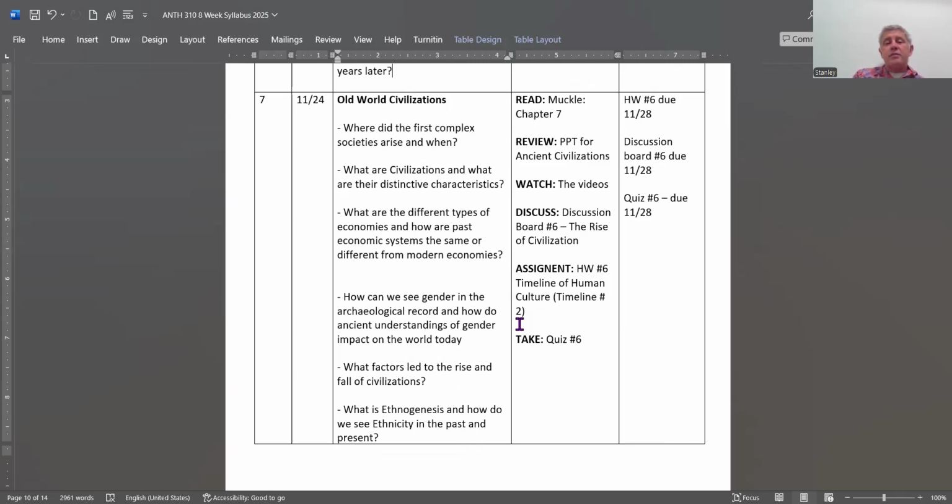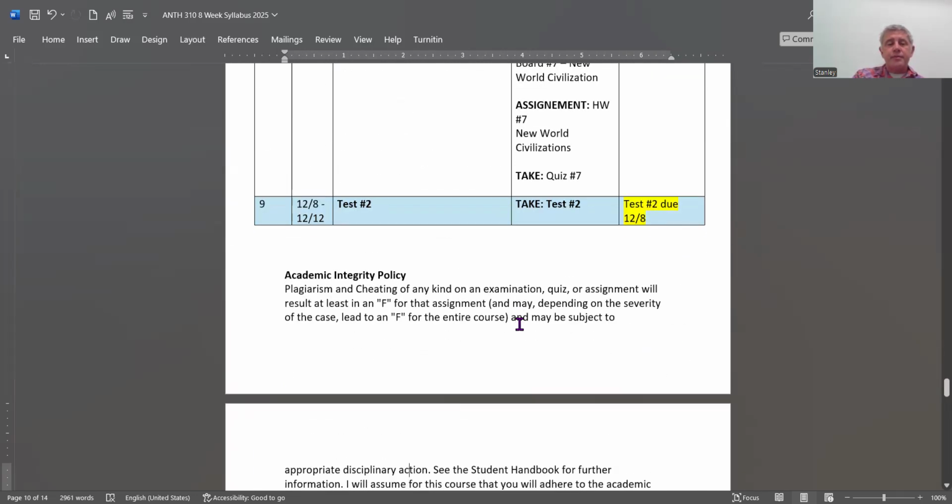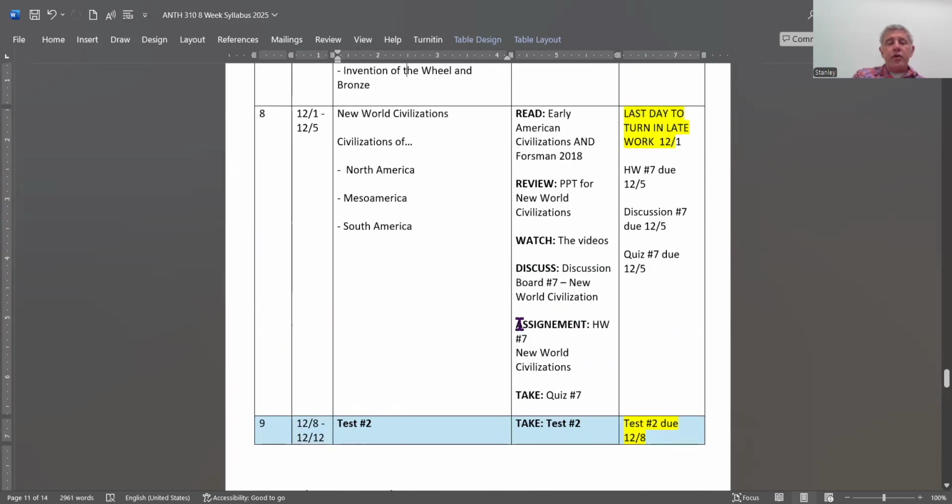Week number 7, you've got homework number 6, discussion board number 6, and quiz number 6, all due on the 28th of November. And then finally, in week 8, we'll be doing a tour of New World civilizations, including civilizations of North America, Mesoamerica, and South America, where you'll have homework number 7, discussion board 7, and quiz number 7, all due on the 5th of December. Finally, on the 8th of December in week 9, you will have test number 2. That's Monday, unlike all the other assignments. That'll be due on Monday, the 8th, which will give me time to go through and grade those before you finish the semester.